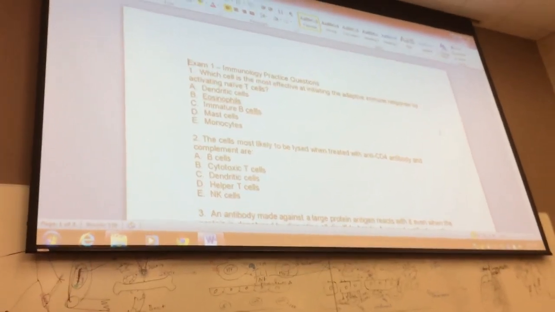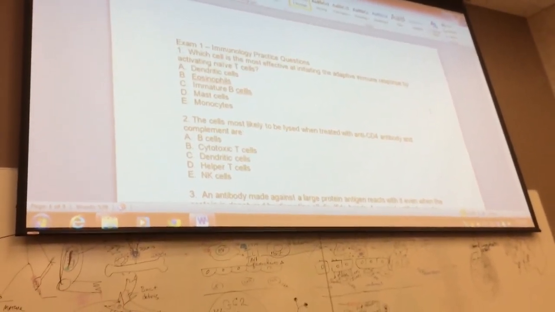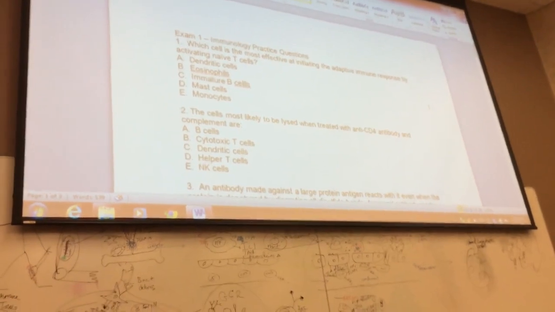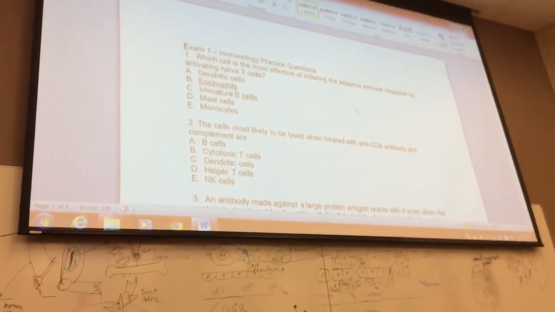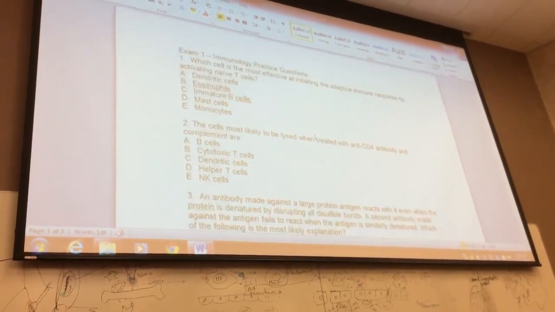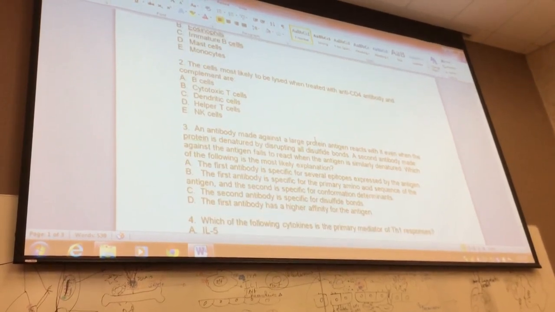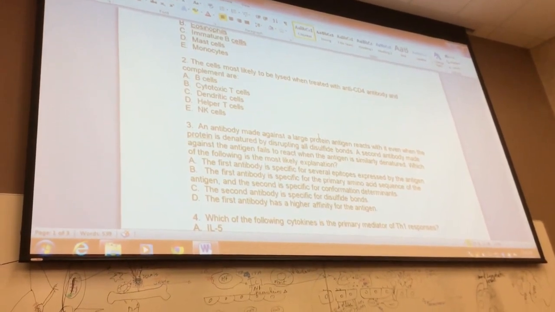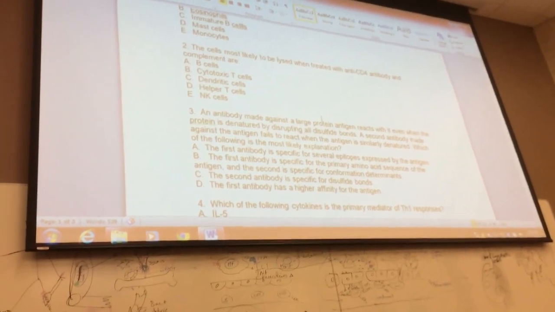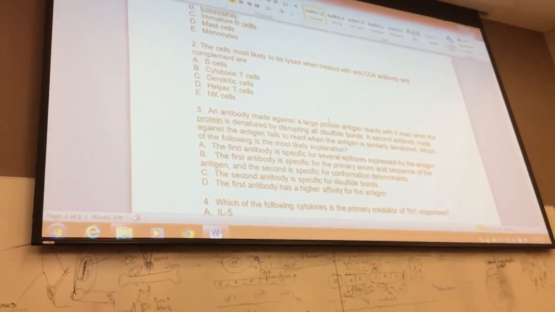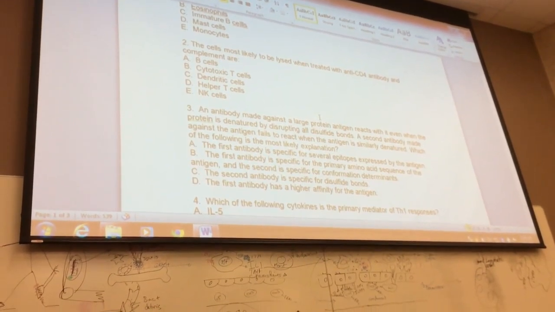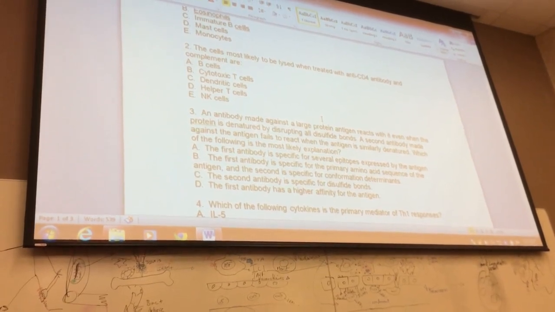Okay. So what is the most effective at initiating the adaptive immune response by activating naive T cells? Is it A? Yes. So it's not eosinophils, it's not immature B cells, they're not particularly good. It's not mast cells, not monocytes. Okay. The cells most likely to be lysed when treated with anti-CD4 antibody and complement are what? D, helper. Okay, it's the helper cells. So you had to know that the helper cells are almost exclusively CD4. So if you lyse a cell that's CD4 positive, then you're going to get rid of the T helper cells, right? Are there any questions about that?